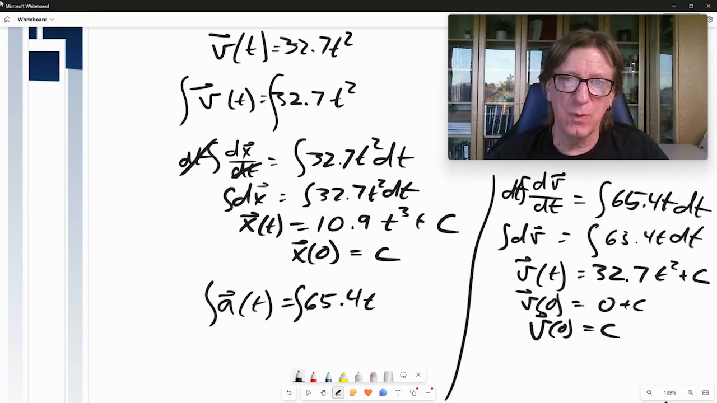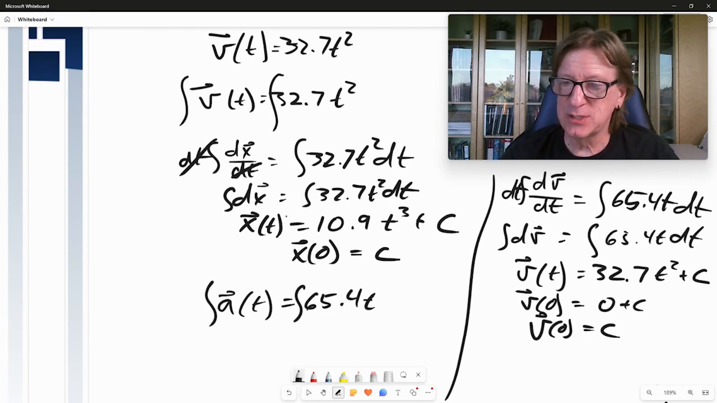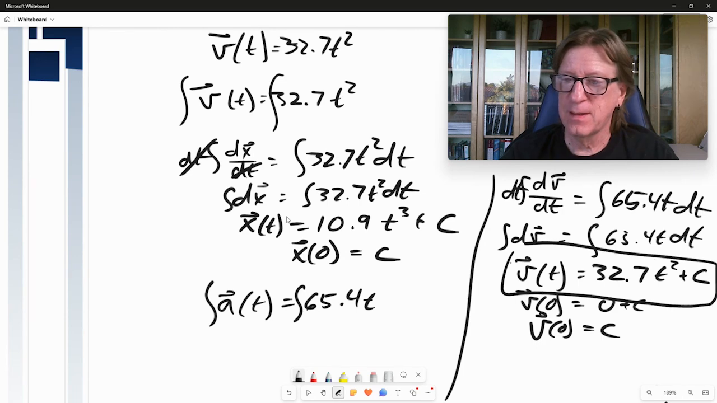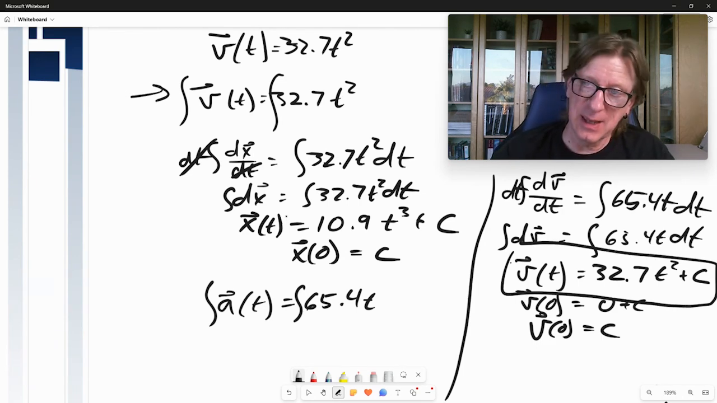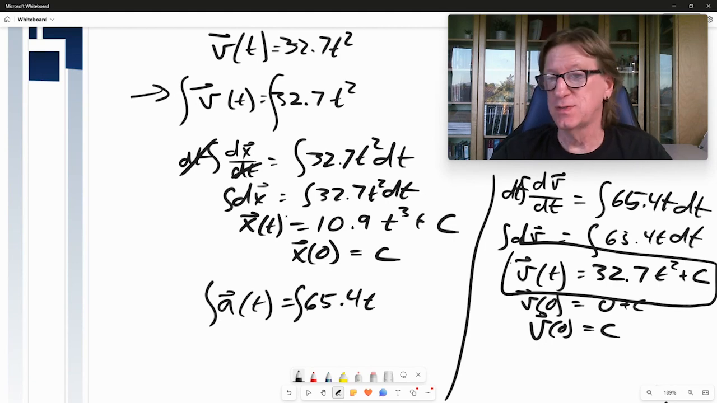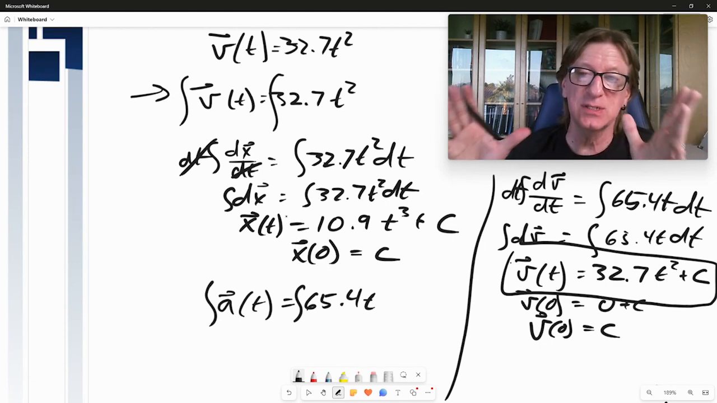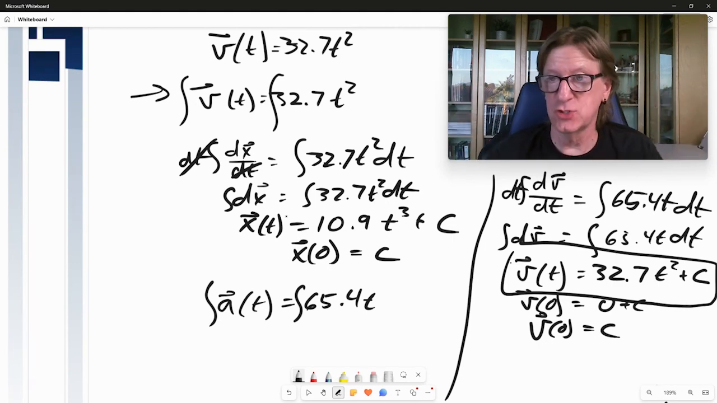All right. Well, now that I've got this expression, we can come back over here, and then we can integrate it and get our position as a function of time. So if I know any one of these expressions, I can use calculus to get the other 2. And that's the main thing that we want you to take away from this.